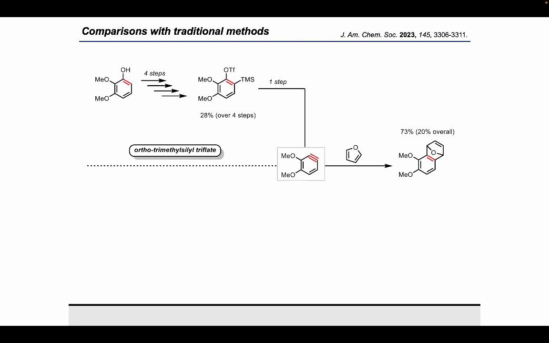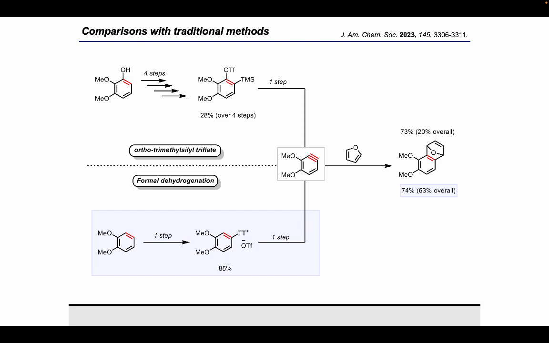To synthesize the same product via formal dehydrogenation, 1,2-dimethoxybenzene underwent thianthrenation to afford the aryl thianthrenium salt in 85% yield, before being treated with sodium tert-butoxide to generate the final oxabicyclic product in 74% yield, with an overall yield of 63%. It's important to highlight that synthesizing the oxabicyclic product using this ortho-trimethylsilylaryl triflate required 4 column purifications, while formal dehydrogenation of 1,2-dimethoxybenzene required only 1 column purification.